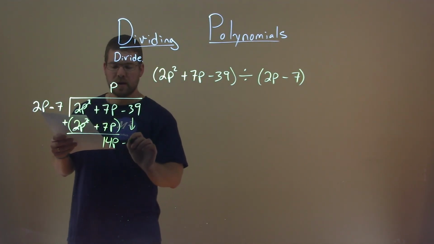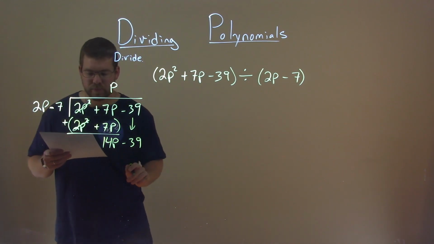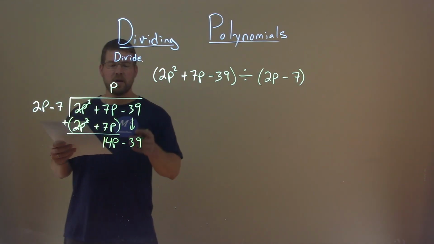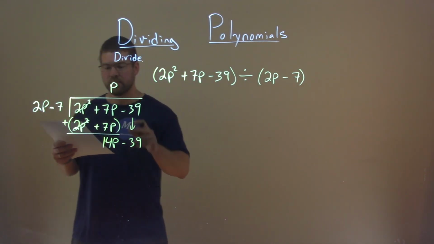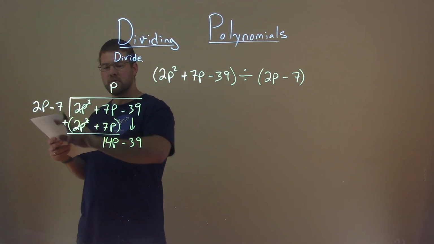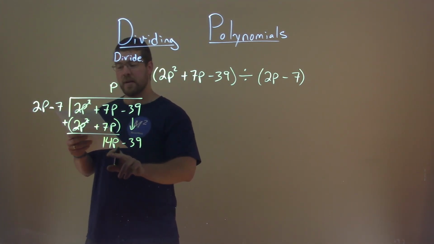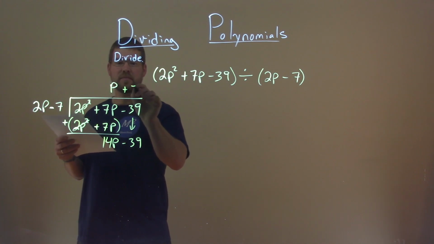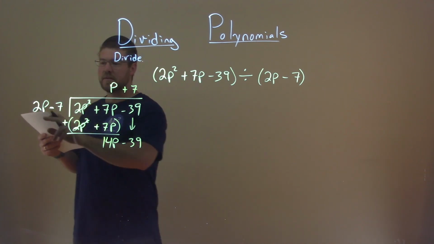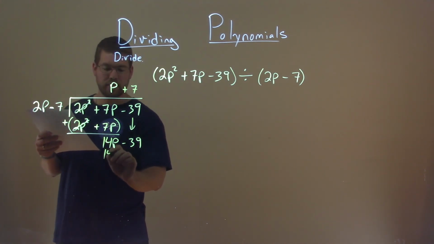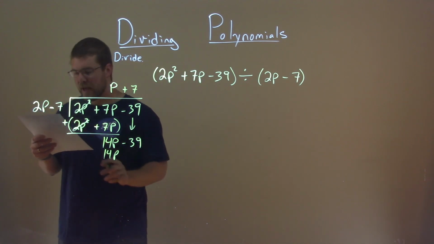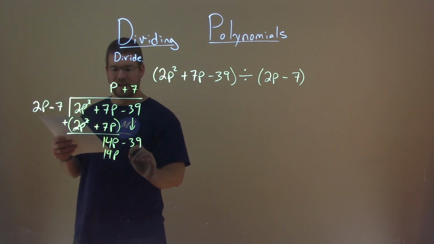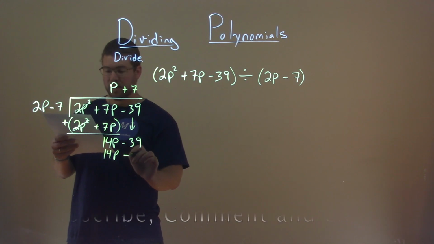We bring down the minus 39. Now we have 14p minus 39, and we do the same thing. What times 2p gets me 14p? That's a 7, positive 7. 7 times 2p is a 14p. 7 times a negative 7, well, is a negative 49.